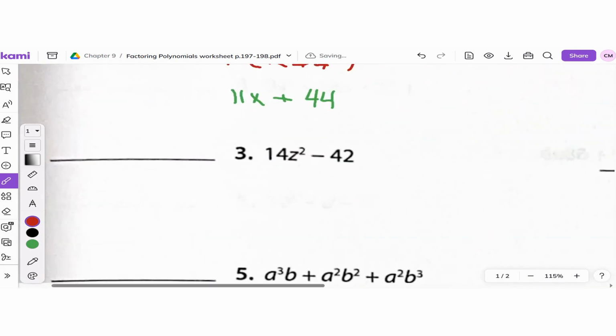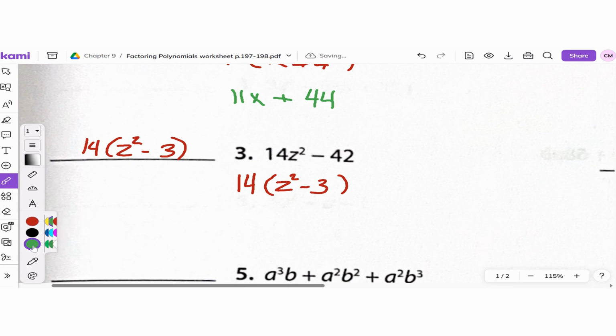Next, same thing here. We need to be looking at 14z squared and 42 and determine what's a number that can go into both of these two numbers. Now, I believe 14 is actually going to be our greatest common factor in this case. 14 divided by 14 is 1, so all we have left is 1z squared. And 42 divided by 14 gives me 3. So the solution to this one is going to be 14 times z squared minus 3.